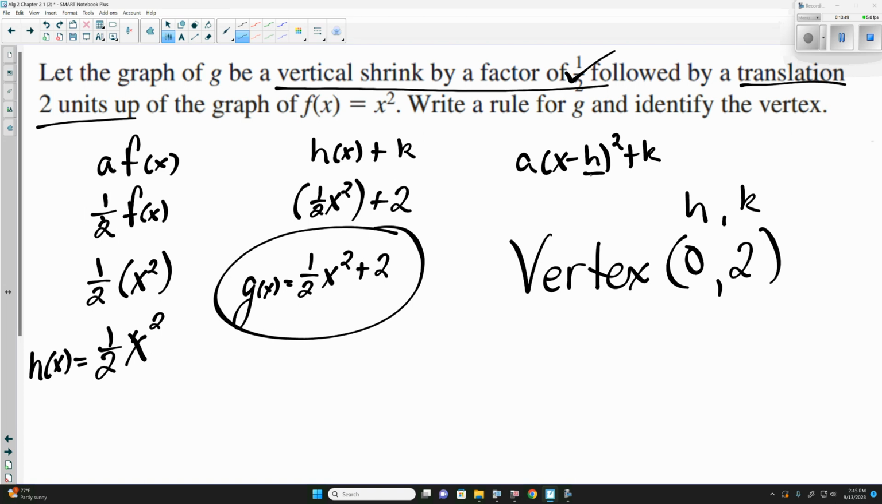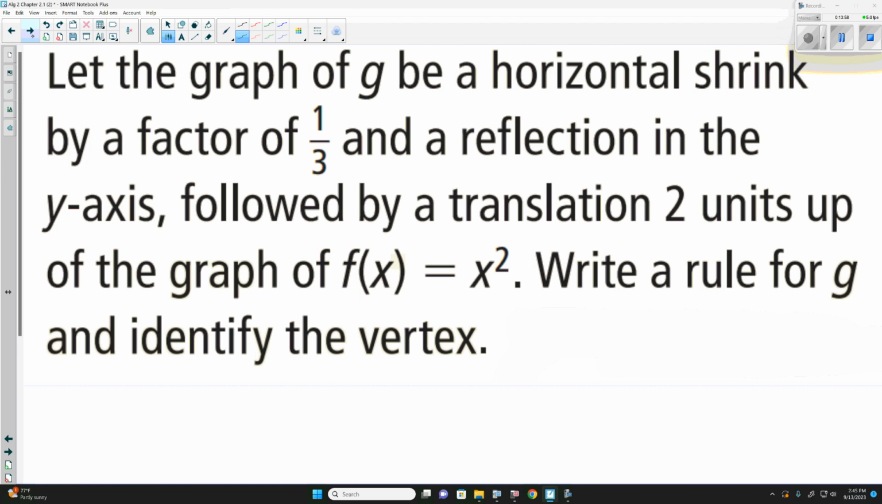Questions on this here? We feel comfortable with this here? Yes? This here is the last one where we're going to deal with transformations.